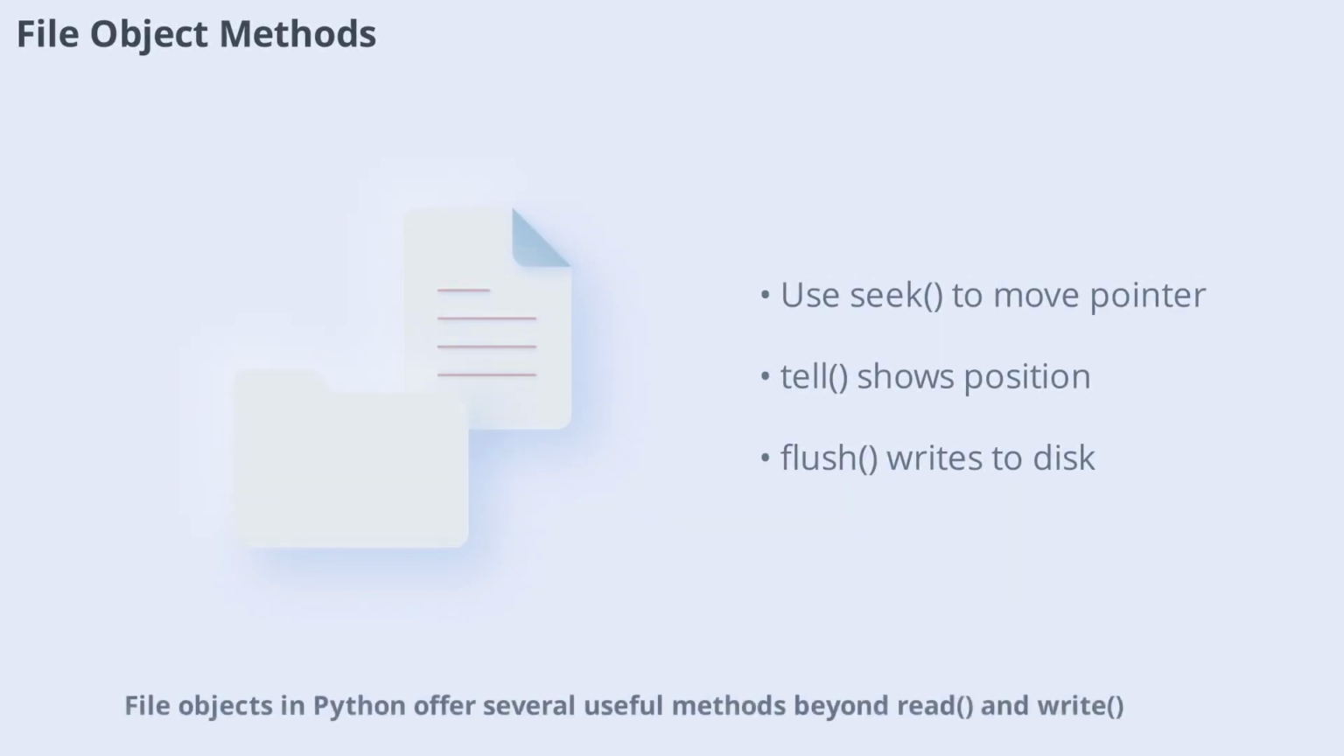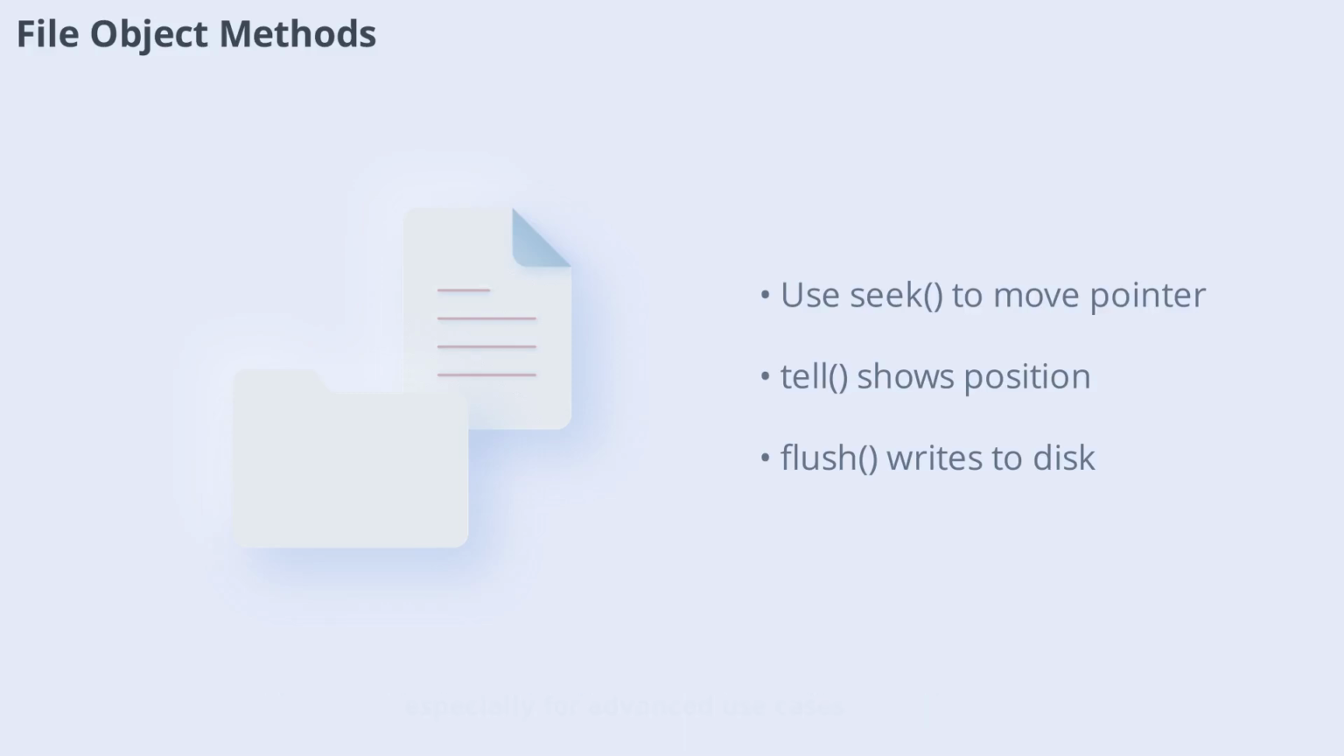File objects in Python offer several useful methods beyond read and write. Methods like seek let you move the file pointer, while tell gives the current position. Flush forces data to be written to disk. These methods provide fine control over file operations, especially for advanced use cases.